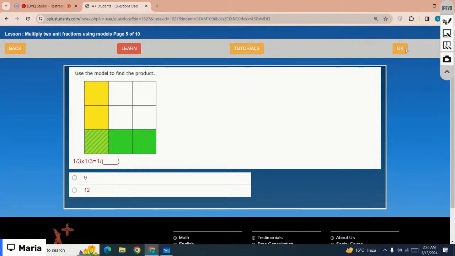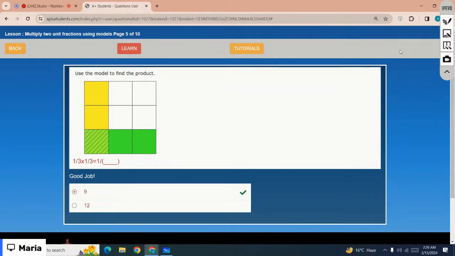Use the model to find a product. 1 by 3 times 1 by 3. So which is the correct option? Yes, that is 1 out of 9. The total portions are 9. And out of the 9, one of them is the one that has both the colors. So that is 1 out of 9.